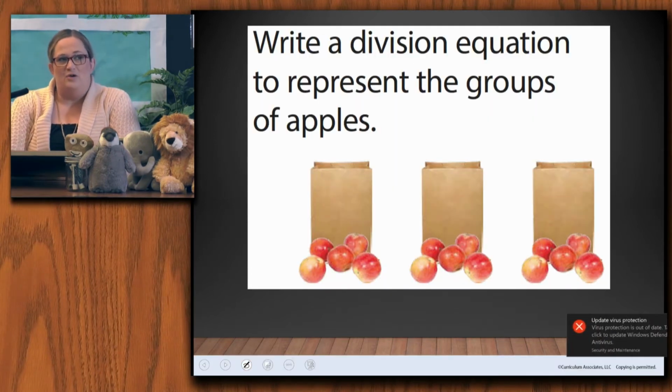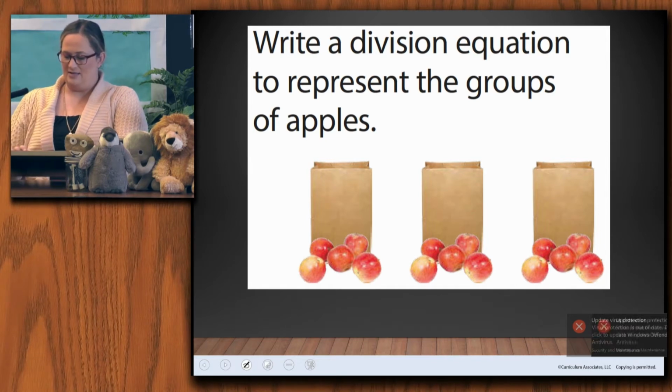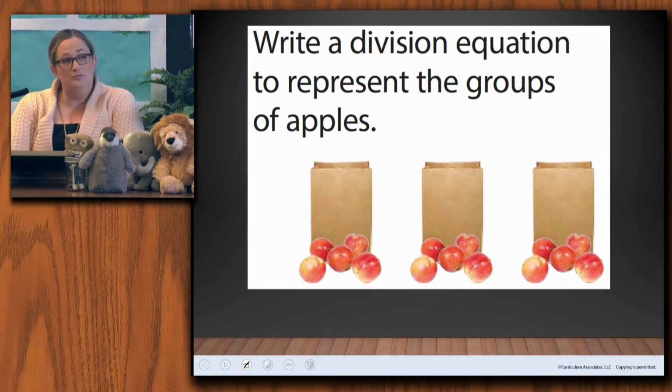Write a division equation to represent the groups of apples. All right, go ahead. I'm going to give you 30 seconds. What's the division equation you would use to represent how many apples are in each bag?